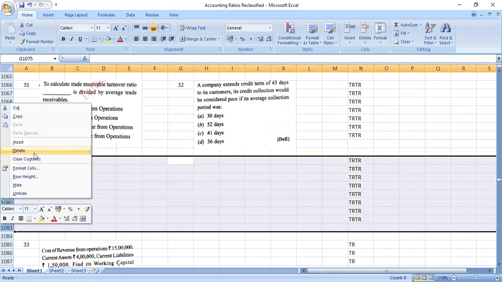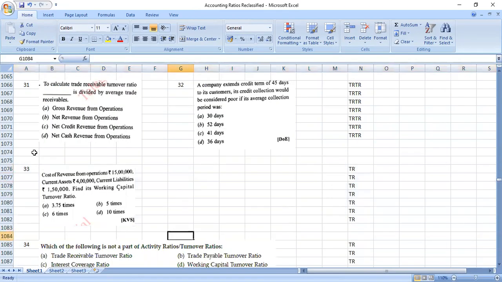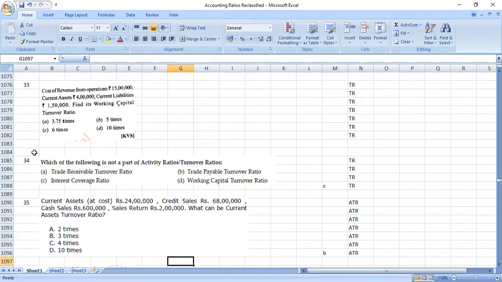All right, moving forward. Cost of revenue from operation is 15 lakhs, current asset 4 lakhs, current liability is 1,50,000. Working capital turnover ratio. Revenue from operation divided by working capital. I think we already solved this, no? Yeah, solved it. If revenue from operation is not given, just take cost of revenue from operation.